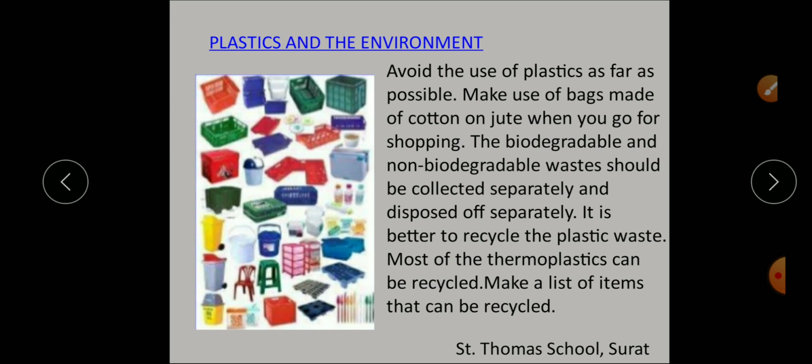And the biodegradable and non-biodegradable waste should be collected separately. You know, kachra wala aya. What they used to do? Sukha kachra and gila kachra, means dry waste and wet waste, should be collected in different dustbins. Yes or no? So same things here. Most of the thermoplastics can be recycled, and you have to make a list of items that can be recycled.